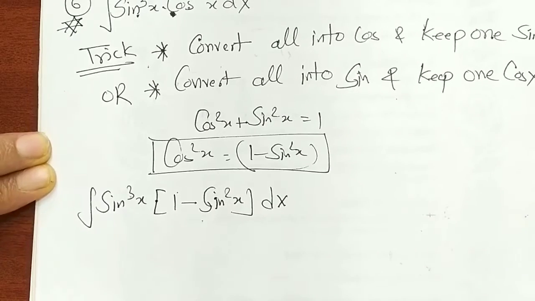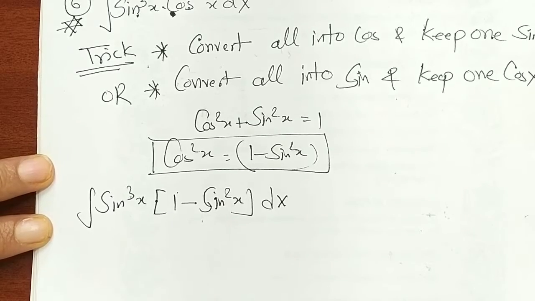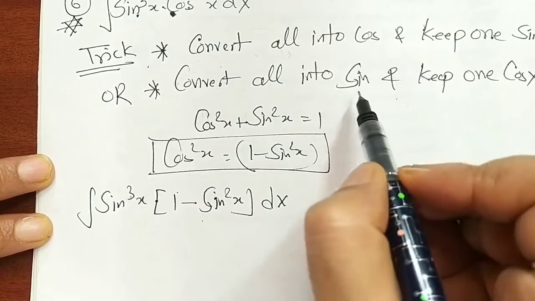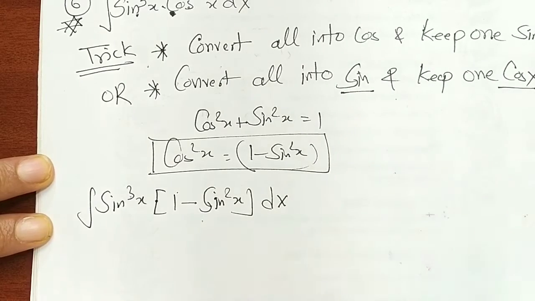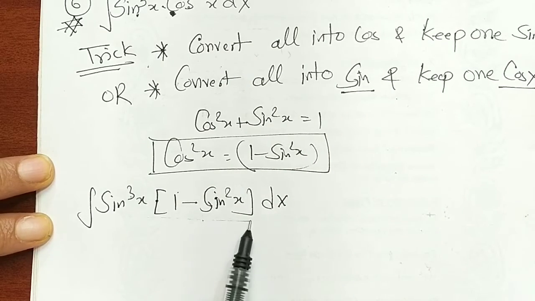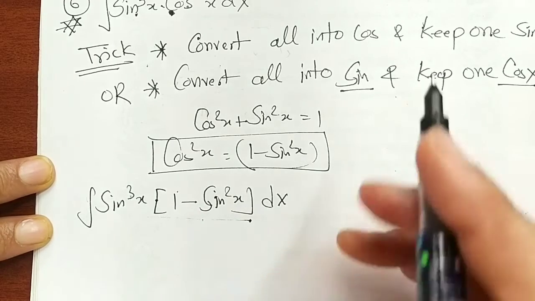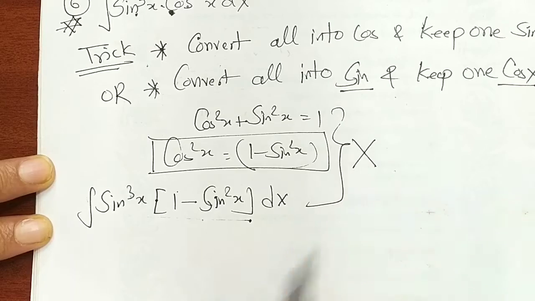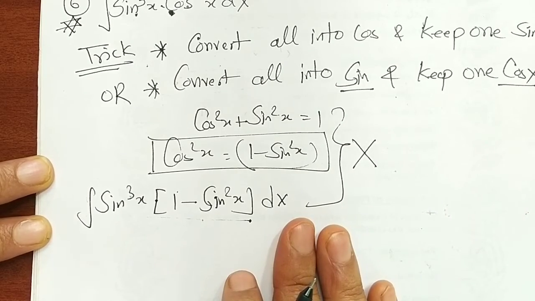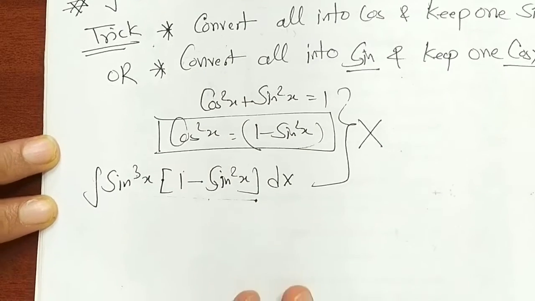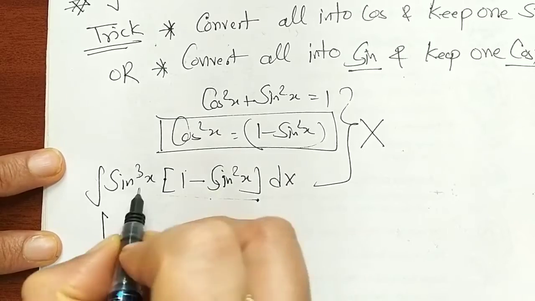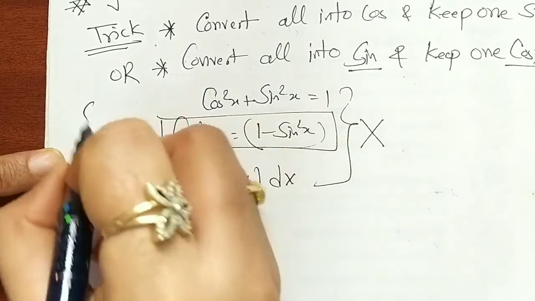Okay. Now they told us to keep one cos. If I convert everything into sin, keep one cos safe, I am in trouble. From where should I bring cos now? That is the problem. So that means this will not work. You can try this in the exam. So let me try the other way around. Let me do one thing. So this will not work, right?